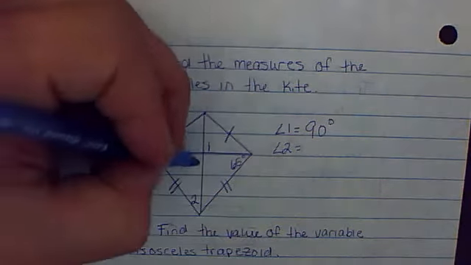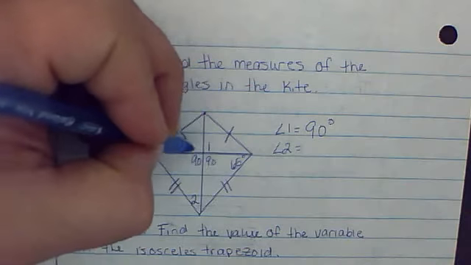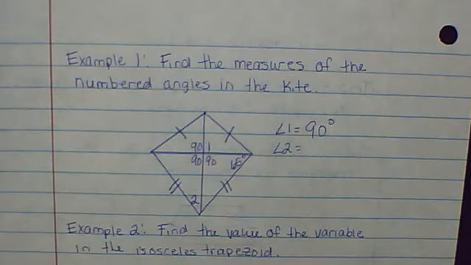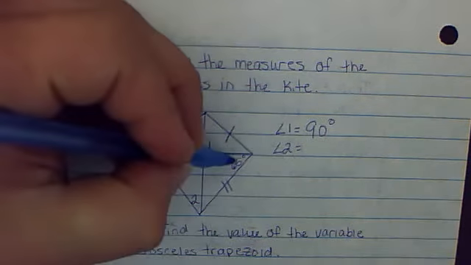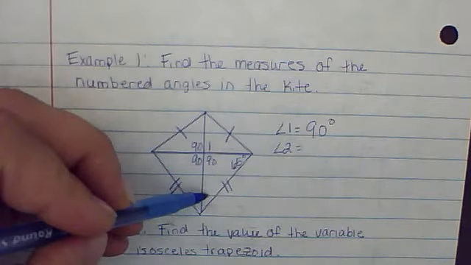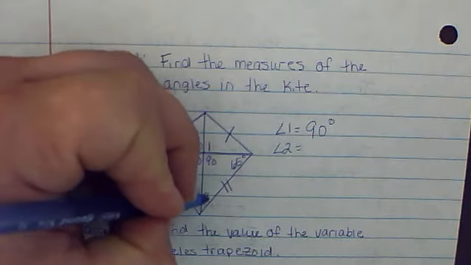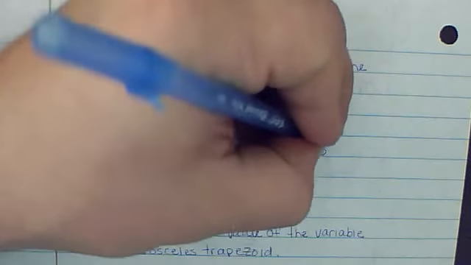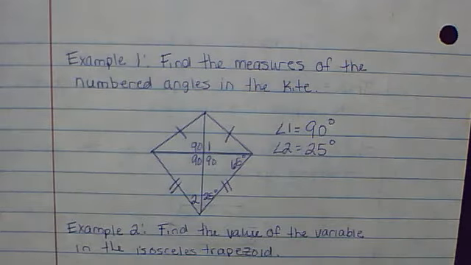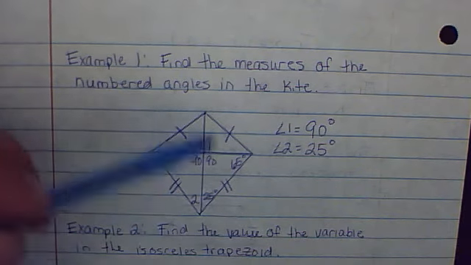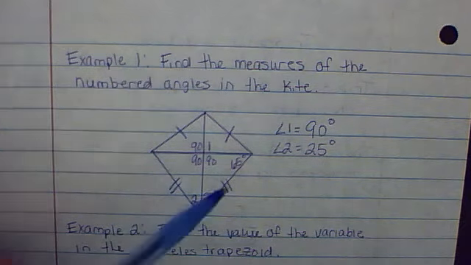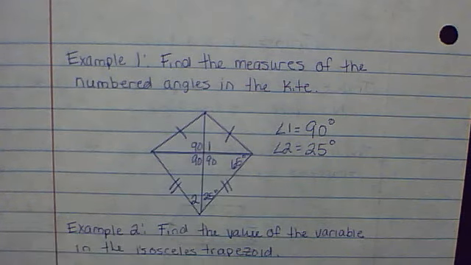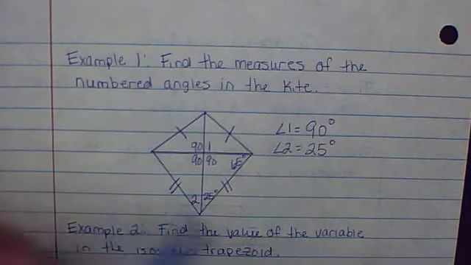Now, if angle 1 is 90 degrees, then all of these other angles within that four-angle quadrant would also be 90. And if this is 65 degrees, then this angle here would be 25, which means that angle 2 would also be 25 degrees. So I can find any of the measures within this kite. Obviously I know that these are all 90, but if I just know one more angle measurement, I can figure out some of these angle measurements within this kite.